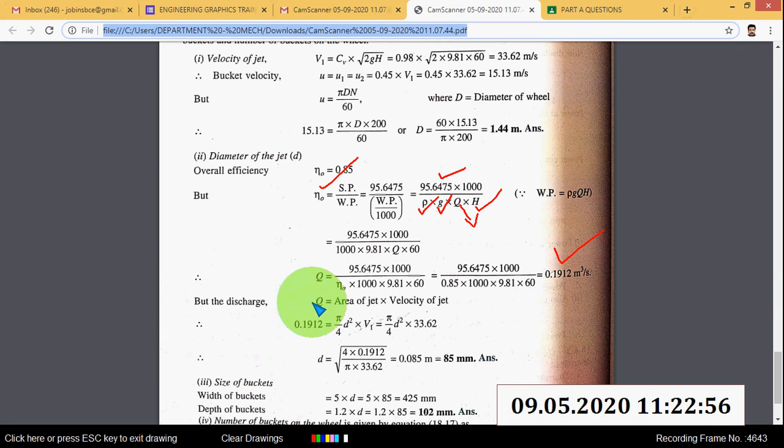But the discharge Q is equal to area of the jet into velocity of the jet. This is another equation. Substitute the discharge value here, and the area of the jet is pi by 4 d square, into the velocity of the jet, V1, which we know is 33.62. So from this you will get the value of small d, that is the diameter of the jet.